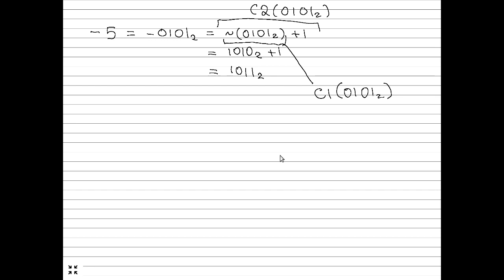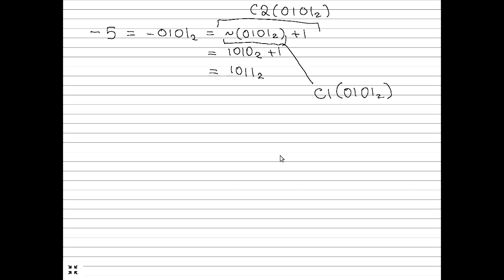Yeah. It is specific to this example. I'm specifically referring to this portion, which can be rewritten as C1 of 0101 in base 2, and this entire expression all the way can be rewritten as C2 of 0101 in base 2. All right, are we good so far?